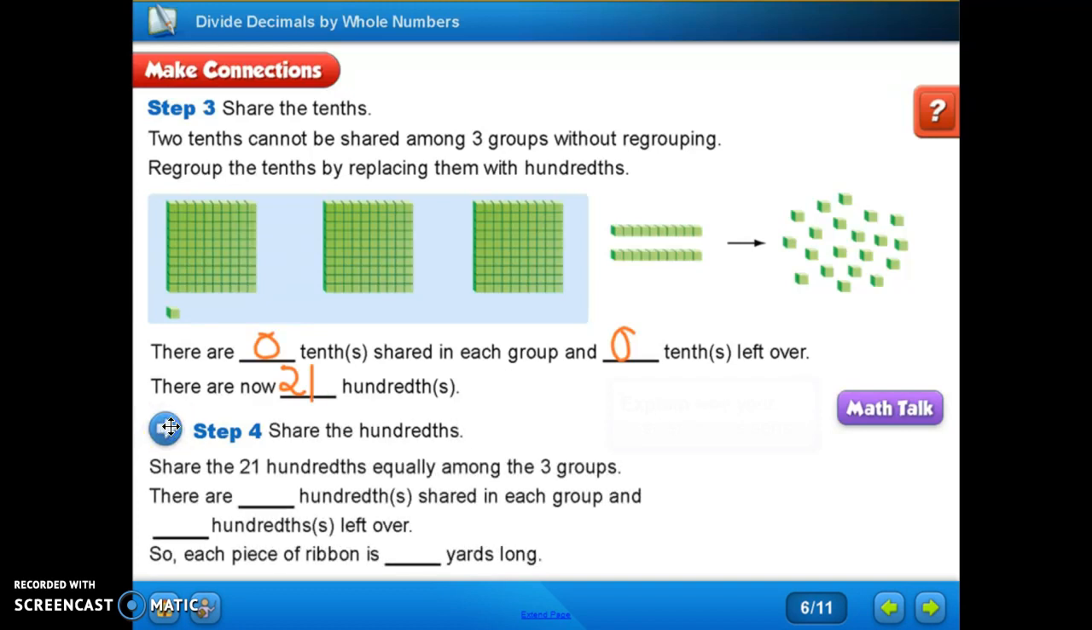Step 4, share the hundredths. Share the 21 hundredths equally among 3 groups. Okay, so now there are 7 hundredths shared in each group. How many hundredths did you end up with in each of your groups? 7 hundredths shared in each group, and how many hundredths left over? 0. So each piece of ribbon is 1 7/100 yards long.